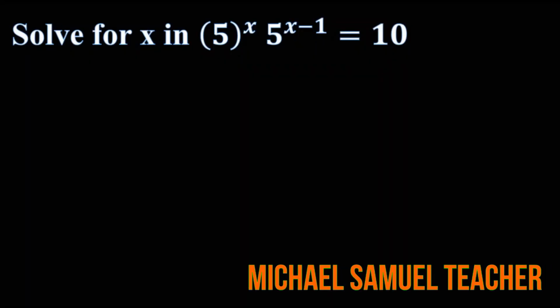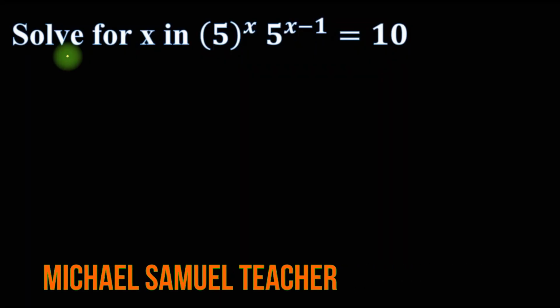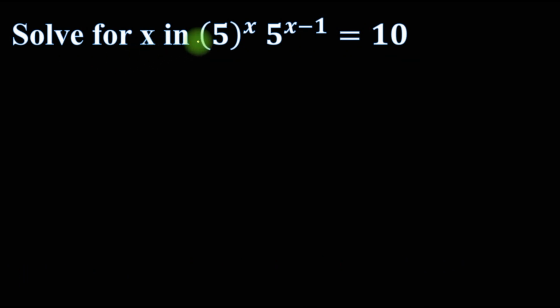I'm Michael Samuel Chan. So today we are going to solve this equation. We solve for x in 5 raised to x times 5 raised to x minus 1 is equal to 10.